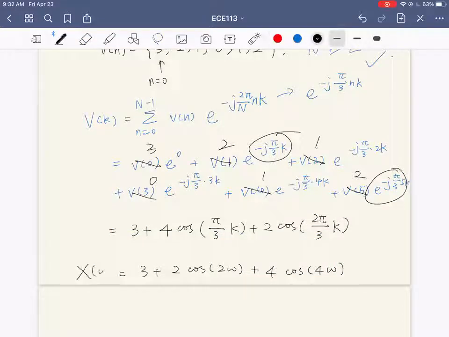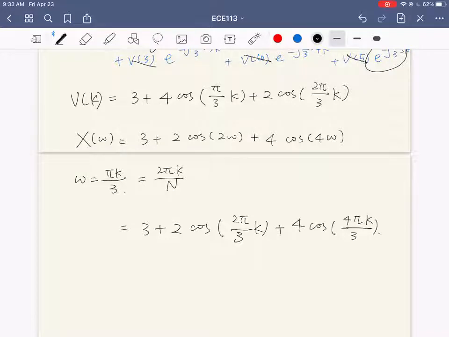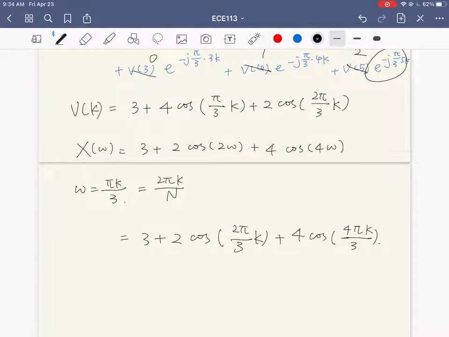So this is X of omega. This is V of k. Anyone? So let's try. If we make omega equal to pi k over 3, which is 2 pi k over N, it will become 3 plus 2 cosine. And then, anyone want to say something? You're saying it looks a lot like our DFT almost. Yes, yes.